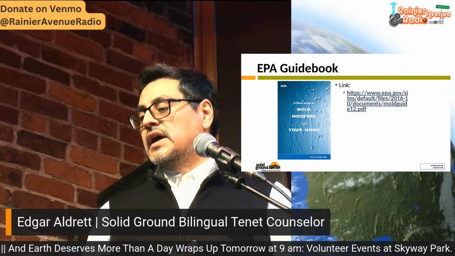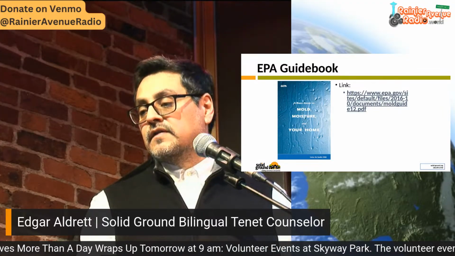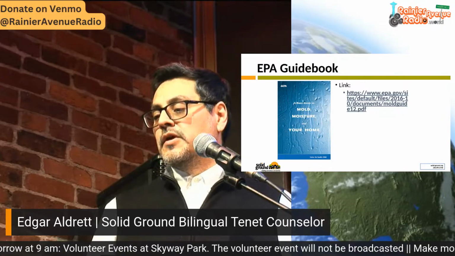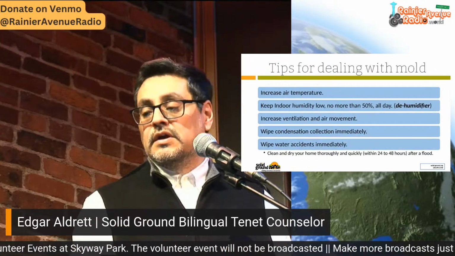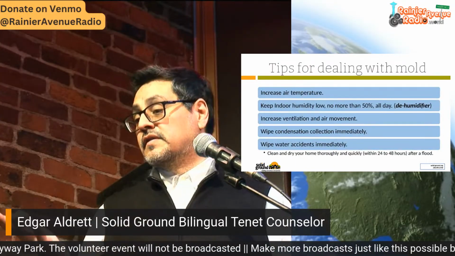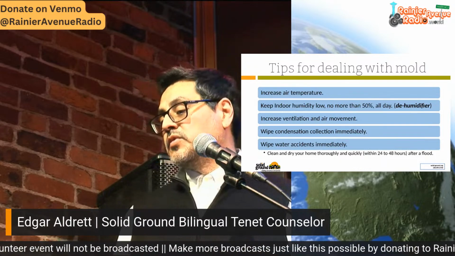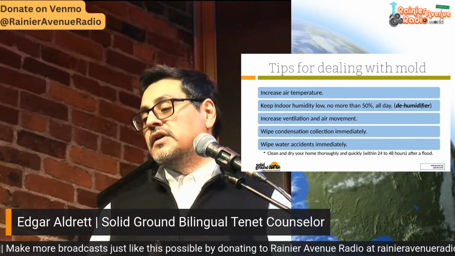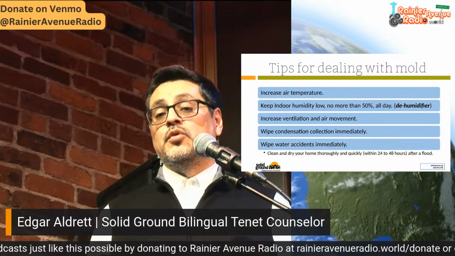And here, folks, is a copy of the EPA guidebook. As you can see there, it's blue: Mold, Moisture, and Your Home. Basically, it's telling you how to deal with mold. Such tips that are in that book are increase the air temperature, keep the humidity low. You can always request a dehumidifier from the landlord. Ventilation and air movement's important.